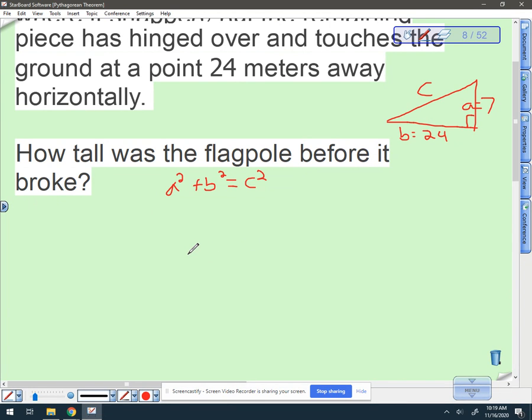All right, if you've already tried it now, put in your numbers. 7 squared plus 24 squared equals C squared.